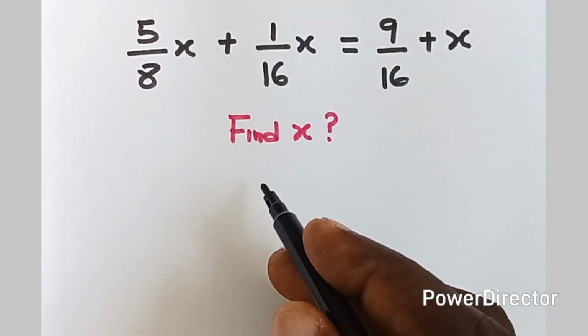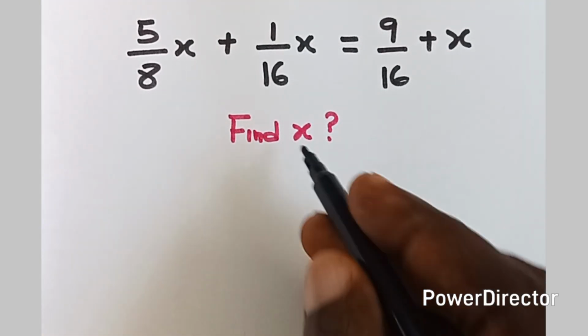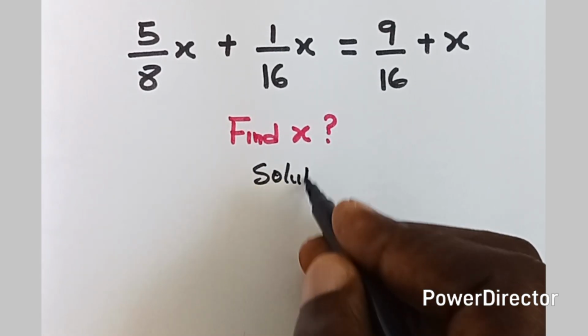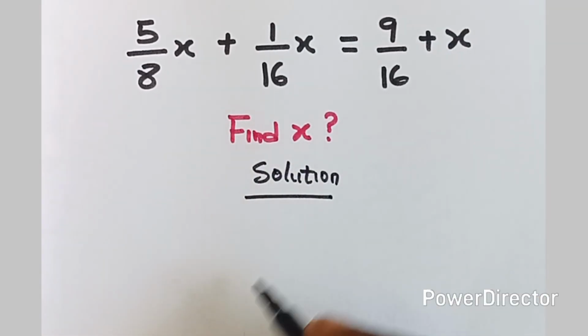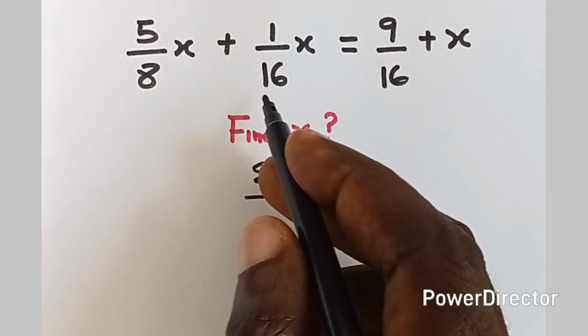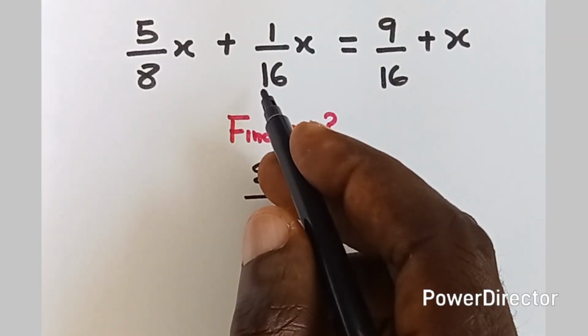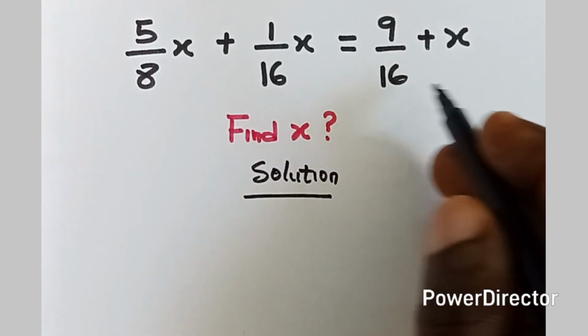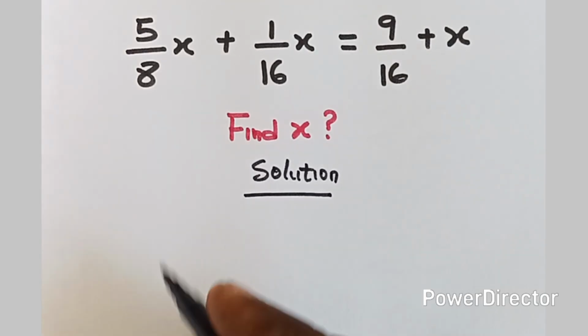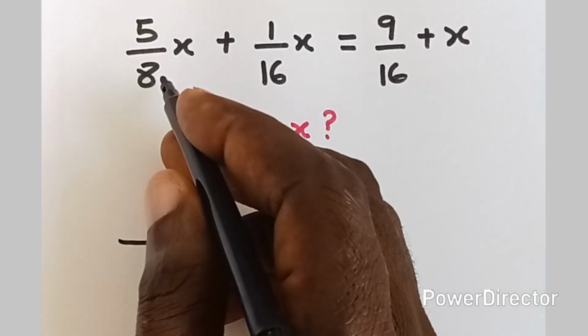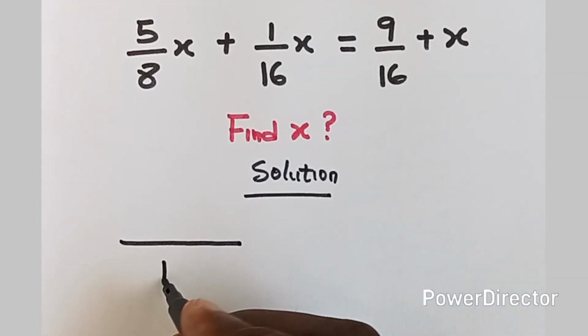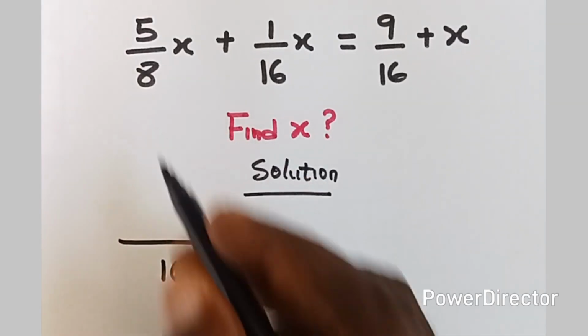Now let's quickly solve this algebraic equation. All right, solution. We want to find x. Now we're going to find the LCM of 8 and 16 and also find the LCM of the other fractions that we have. All right, so what's the LCM of 8 and 16? It is 16.